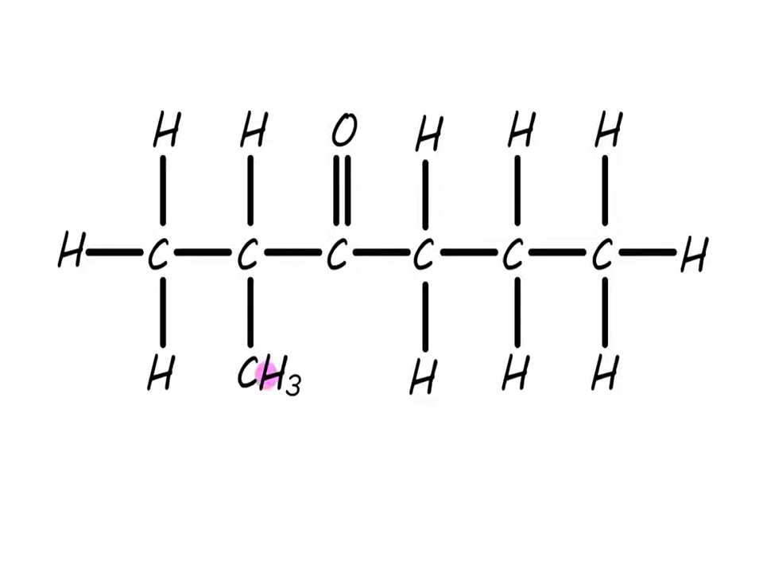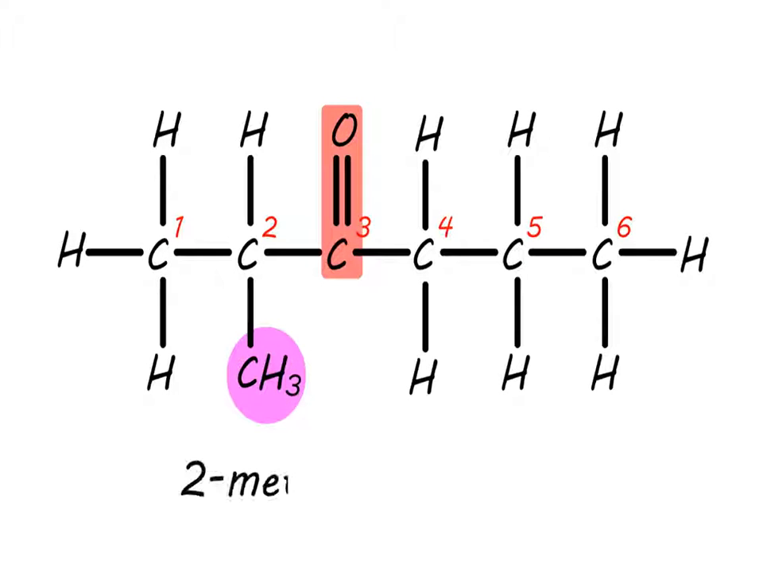This compound has a methyl group and a carbonyl. This is a ketone, as the carbonyl is within the carbon chain, and so we need to state its position. The methyl group is on carbon 2, so the compound has the prefix 2-methyl. And the carbonyl group is on position 3, and so this compound has the suffix 3-one. The longest carbon chain has 6 carbons, which makes the stem part of the name hexane. The compound is 2-methylhexan-3-one.